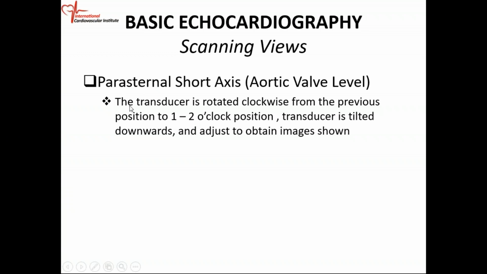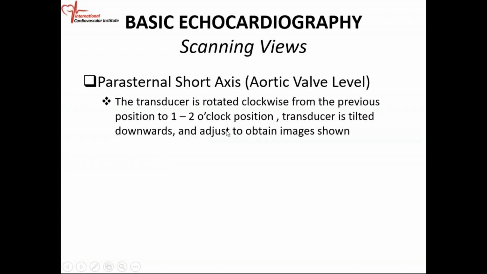So you're going to get the short axis view at the level of the aorta. Okay, the transducer is rotated clockwise from the parasternal long axis view. So remember, third or fourth intercostal space, transducer marker towards the right shoulder. You're going to turn the transducer clockwise, okay, to about the 1 or 2 o'clock position. The transducer is now tilted downward. If the transducer is tilted downward, the face of the transducer is looking upward. So it's going to look at the aorta, okay?